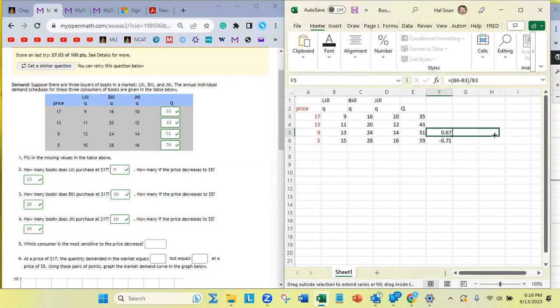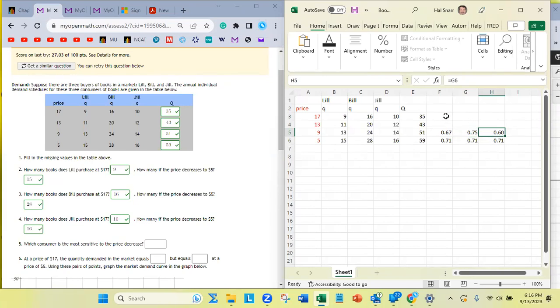And then we can just drag this for Bill and Jill. Bill's consumption increases from 16 to 28, which is a 75% increase. Jill's consumption increases from 10 to 16, which is a 60% increase. And all of these involve the same price change. So a 71% decrease in prices results in a 67% increase in consumption by Lil, 75% increase by Bill, and a 60% increase by Jill.